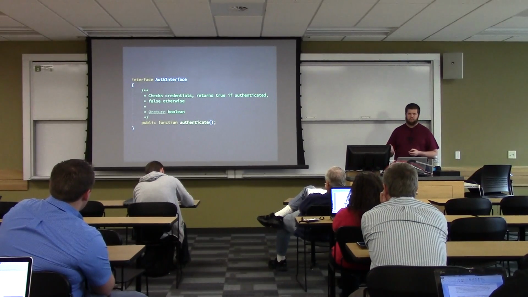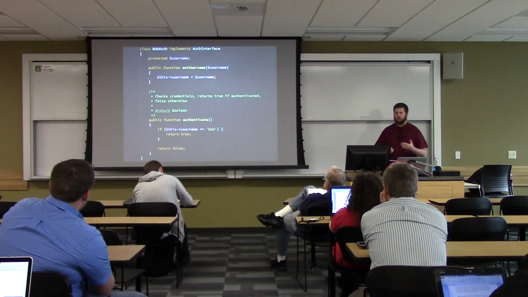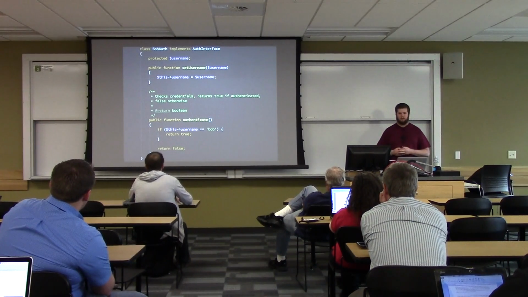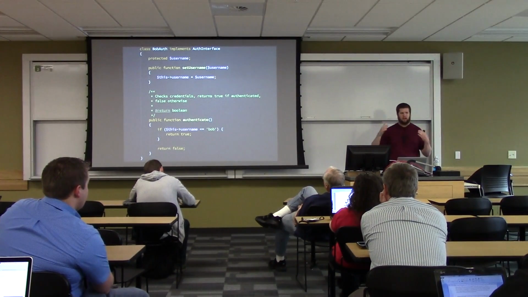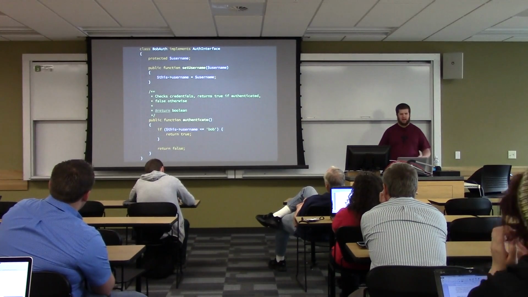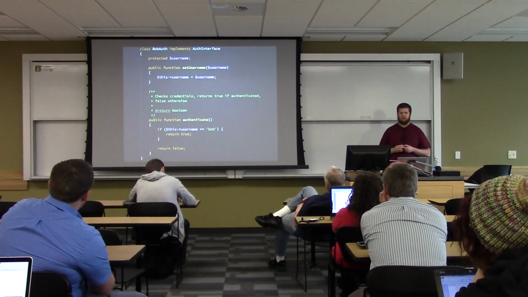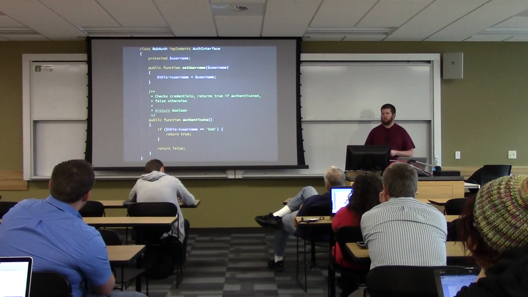Does this make sense so far? Okay. So let's take a look at a specific instance of, or a class that implements this interface, right? So we have this class BobAuth, right? And it implements AuthInterface. And we say that up at the top, and it allows PHP to say, okay, if you said implements AuthInterface, then you have to have public function authenticate somewhere in your class definition. If you don't, PHP is going to fatal error, and it's going to tell you that you are not implementing all the things that you need to implement.